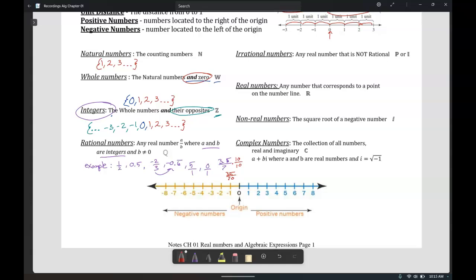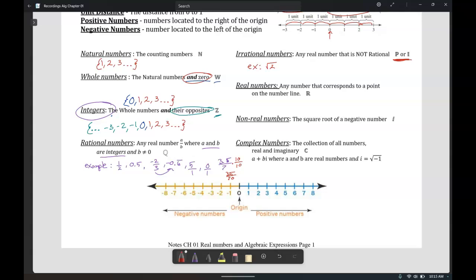Now our next set, irrational numbers, are numbers that are not rational. There's a couple different places where you'll see slightly different versions, either the stylized P or the stylized uppercase I for irrational. If it's not in this list of rational numbers, it's irrational. So things that we'll see commonly as irrational are radicals of non-perfect squares, like the square root of 2.